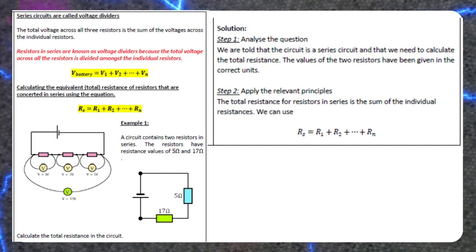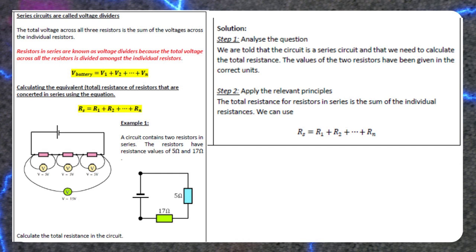Series circuits are called voltage dividers. The total voltage across all three resistors is the sum of the voltages across the individual resistors. Resistors in series are known as voltage dividers because the total voltage across all the resistors is divided amongst the individual resistors. V = V1 + V2 + ... + Vn.